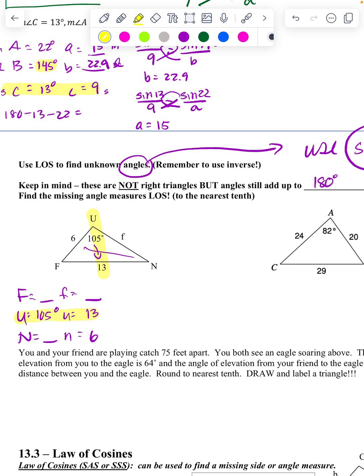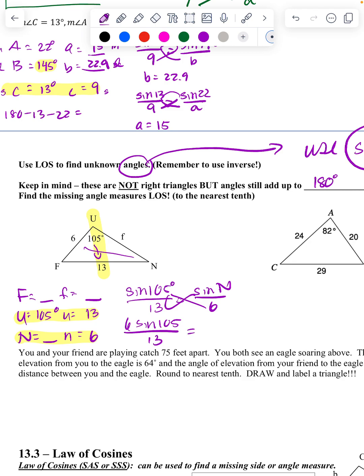So let's start by finding this side here, because I need to know 3 of the 4 things. So I'm going to set it up as the sine of 105 over 13 equals sine of n over 6. So now when I do a cross multiplying, I'm going to do 6 times the sine of 105, and I'll be dividing by the 13. Now when you do that, try it on your calculator. 6 sine 105, close the parenthesis, divide by 13. You actually get a kind of weird decimal, but that's because it equals the sine of n.